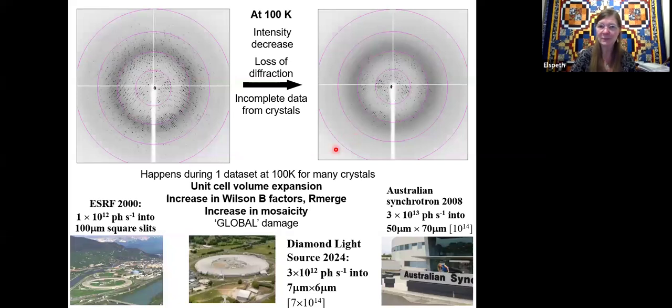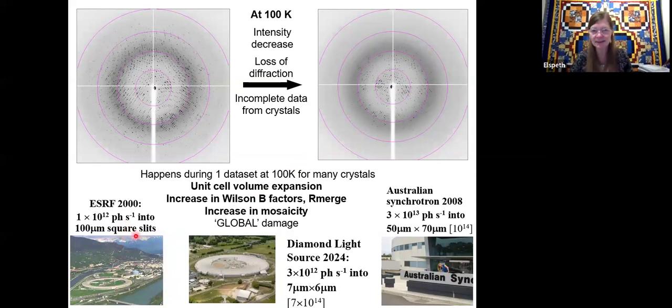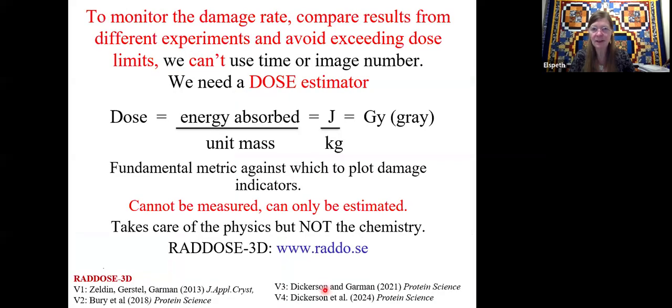We first observed these at a flux density of 10 to the 12 photons per second into 100 micron square slits. But the equivalent flux densities available now at I-24 on Diamond Light Source are 700 times what we observed these effects at in 1999 and 2000. So we've got a serious problem with the flux densities of these synchrotrons, even at cryo temperatures. Now the question is, can we actually quantitate what's going on so that we can predict how long the crystal will last in the beam, and then change our data collection strategy so that we get the data that we want?